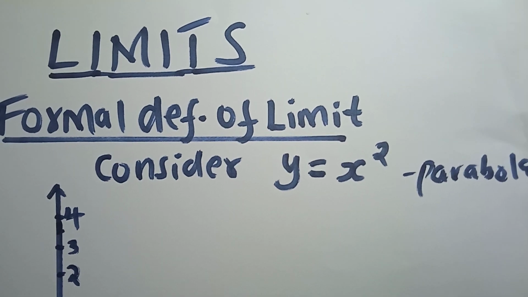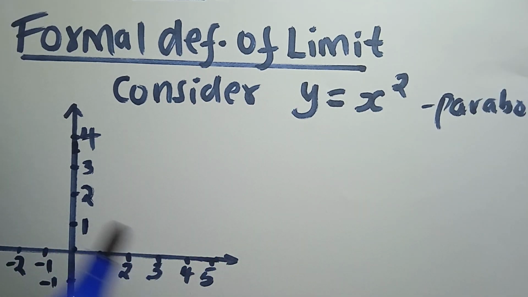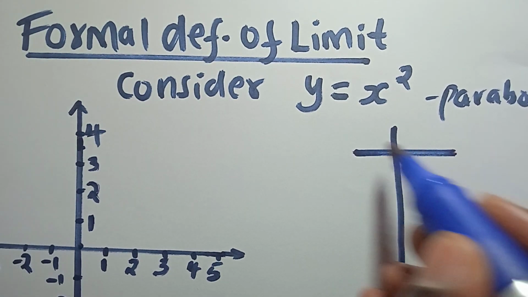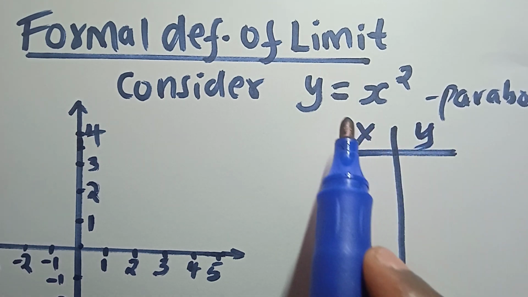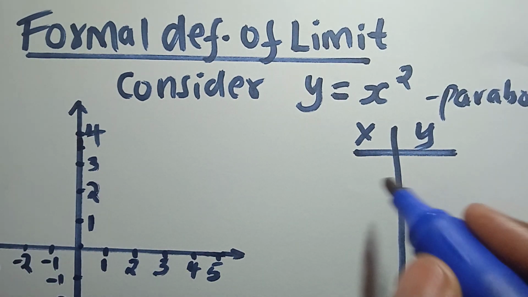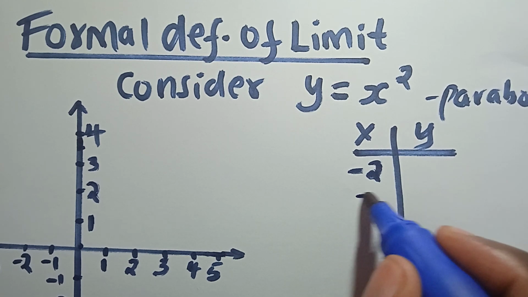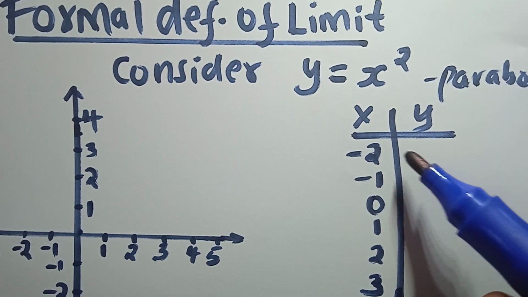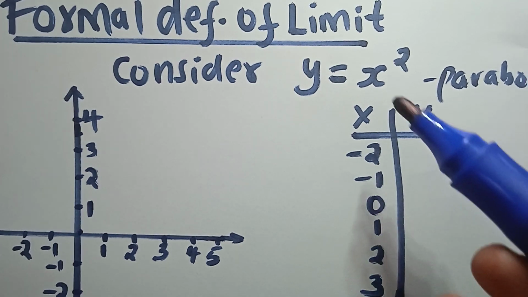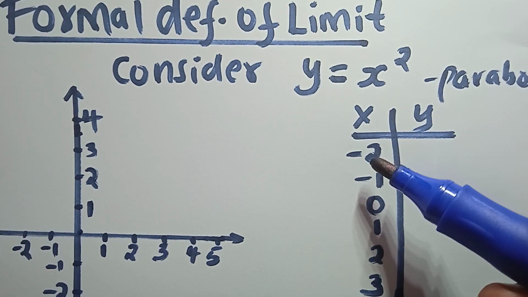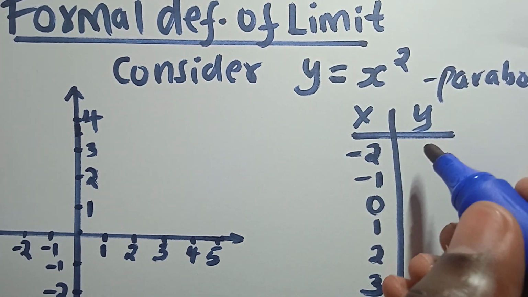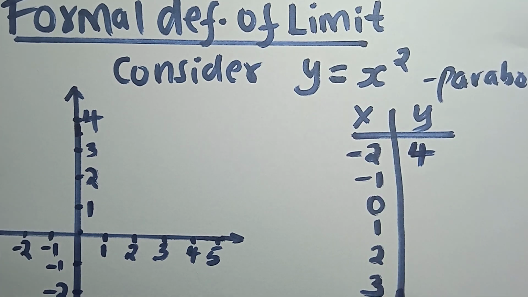Suppose you're supposed to plot this in a graph that we have just drawn here. We can have different values of x and their corresponding values of y using the equation. You can begin from -2, then -1, then 0, 1, 2, even 3. So let's check the corresponding values of y for this function. If x is -2, then -2 squared will give us +4, because -2 times -2 is +4.